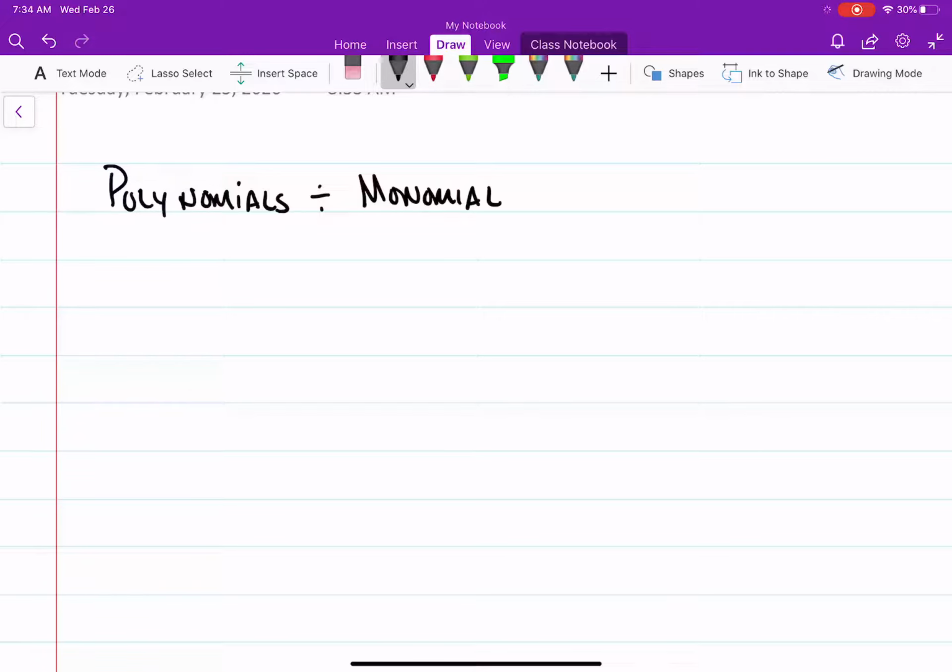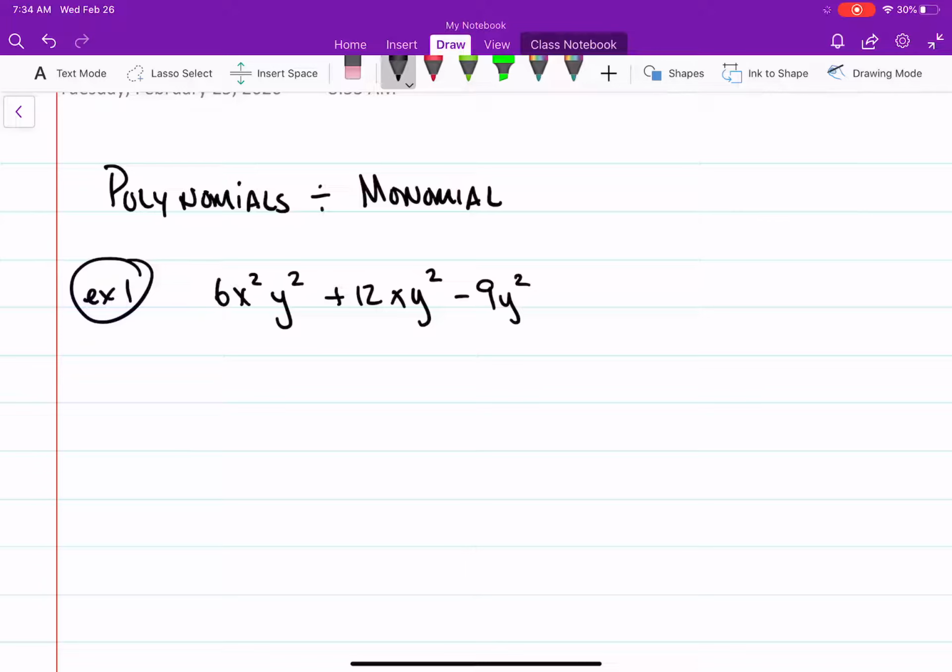It's like adding fractions but backwards. So we're going in reverse. All right. So let's take an example like this. Example 1. Let's say we have 6x squared y squared plus 12xy squared minus 9y squared, all over 3x squared y.